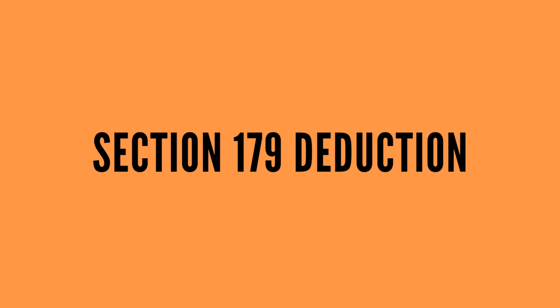Section 179 Deduction. This is a powerful tool for small business owners. Section 179 allows you to deduct the full purchase price of qualifying equipment and software in the year of purchase, up to a certain limit. This immediate deduction can provide significant tax relief, especially for businesses investing in high-value assets.